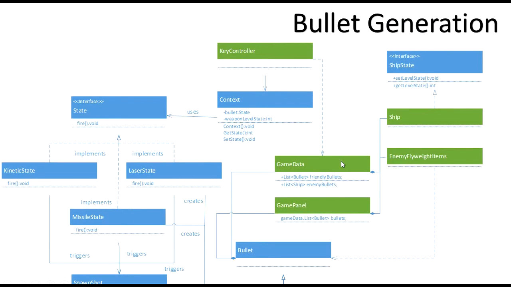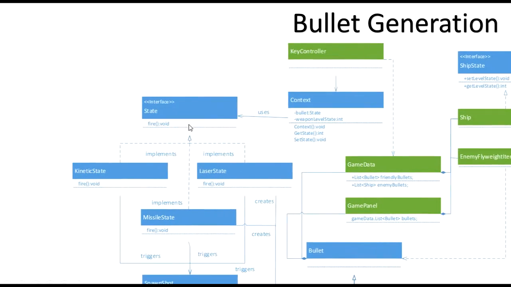The controller side here, all the information is being stored in game data as far as bullets go. Game panels is where it's being rendered. Any information that needs to be passed to the state pattern itself, let's say if it's from the player ship, is being stored in the ship. So when the player presses a key, the key controller gets this information, which is being stored in the ship, and uses that to initiate the state pattern.